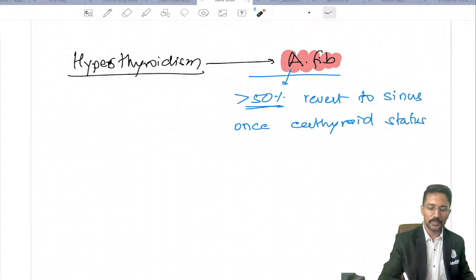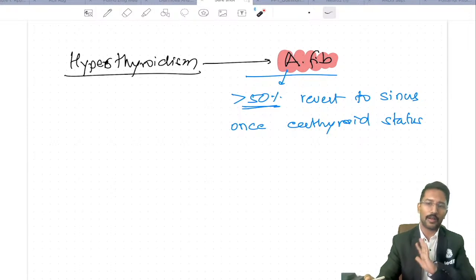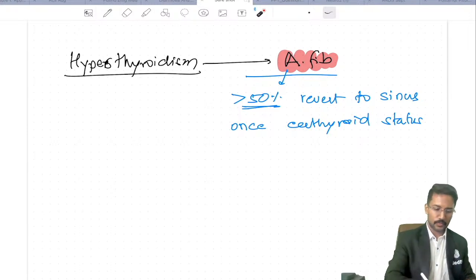Only those patients where it is not reverting, you will think of pharmacotherapy, and you will not be touching the amiodarone, right? Amiodarone is not a choice. You can use verapamil or other drugs. Okay, clear? That is one point.